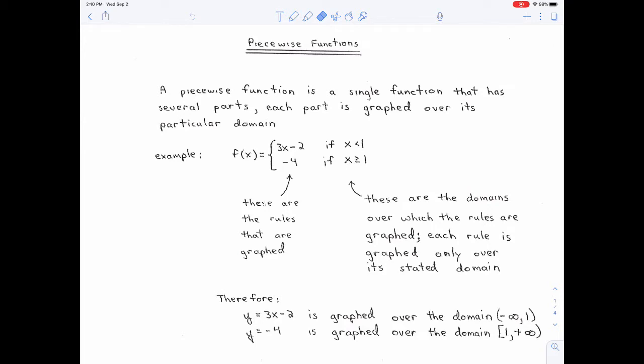These are the rules that you're going to graph. These are the things on the left, these are the things you're actually graphing. But how do you know where to graph each of those? You first have to look at this. You look at the domains first and then determine where you're going to graph each section.